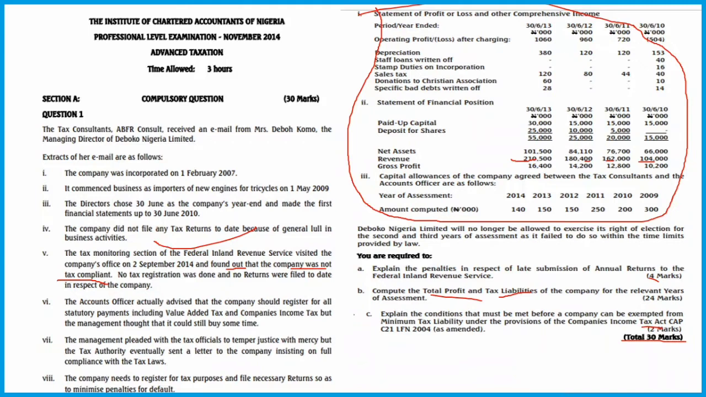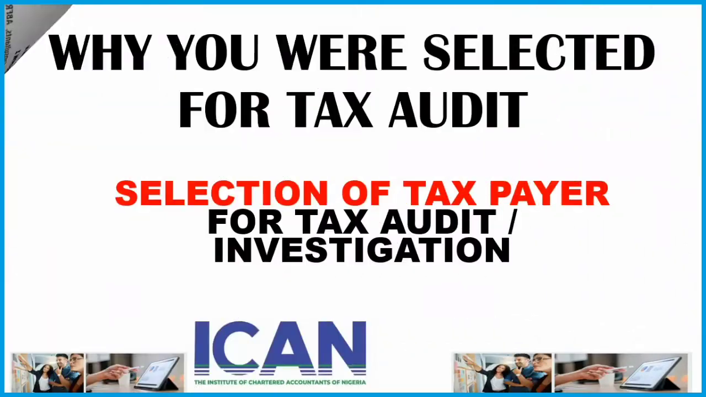The C part now also: explain the condition that must be met before a company can be exempted from minimum tax. Now this is another minimum tax question, and you know what, minimum tax now equally has changed. Unlike before that you will need to use like 0.5%, now it is 0.25% that you will use. What are we saying in summary? What we are saying in summary is this, that everything has changed and you need to be careful in the resources that you use to prepare for your exams.